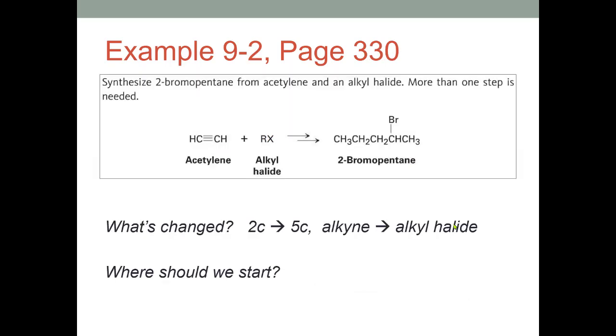Another example, synthesize this molecule from acetylene, a 2-carbon alkyne, and an alkyl halide. Well, how do we want to do this? Okay, there's a few options. I do need to go from a 2-carbon to a 5-carbon, which tells me I'm probably going to need a 3-carbon alkyl halide right here. Okay, I can do that. And then I need to go from that alkyne to a single bromine attached in the Markovnikov fashion.